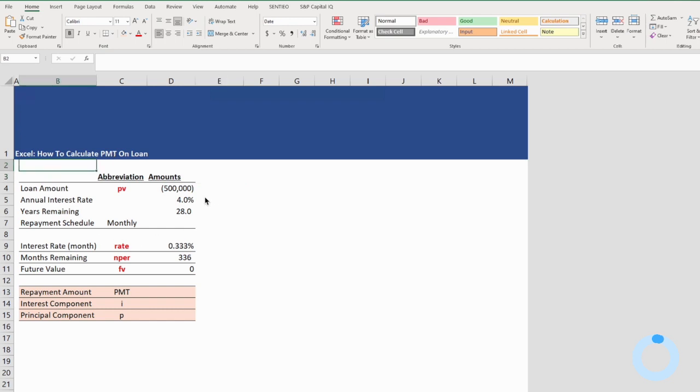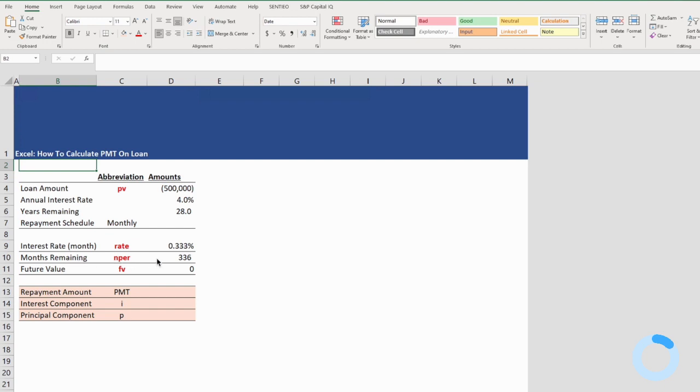Okay, so this screen shows a really simple hypothetical loan. Currently, let's say we owe $500,000 on a loan. It's negative because we owe it. We're paying an annual interest rate of 4%, and we've got 28 years remaining on the life of the loan. Also, at the end of the loan, we're expected to have paid it off, hence the future value is expected to be $0. Now I've put some abbreviations here: PV for present value, the rate for interest rate, number of periods here, and the future value.